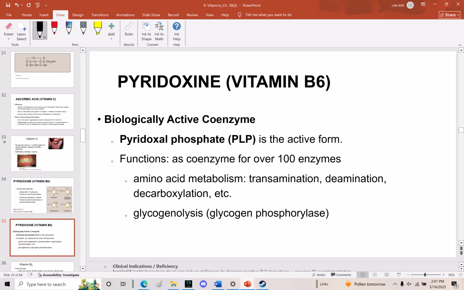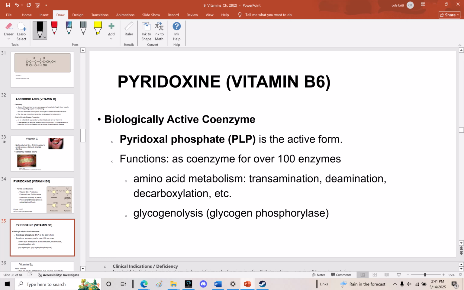The most active form in the body, you should know this term, you've seen it before, pyridoxal phosphate. It is needed in this form for over 100 enzymes. Lots of enzymes need vitamin B6 as pyridoxal phosphate. And we know it because of transamination. We didn't talk about it as much, but it's also needed for deamination, decarboxylation.